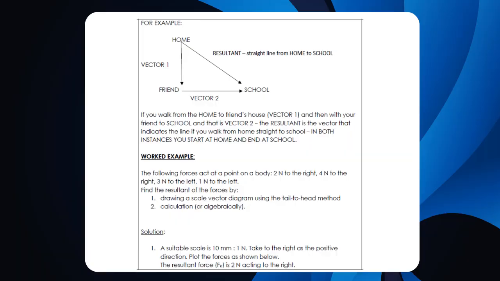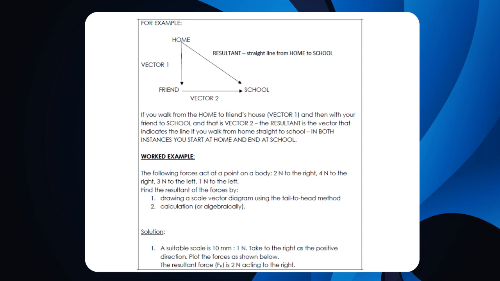For example, home, vector 1. Friend's house, school, vector 2. Resultant, straight line from home to school. If you walk from home to your friend's house, vector 1, and then with your friend to school, and that is vector 2, the resultant is the vector that indicates the line if you walk from home straight to school. In both instances you start at home and end at school.